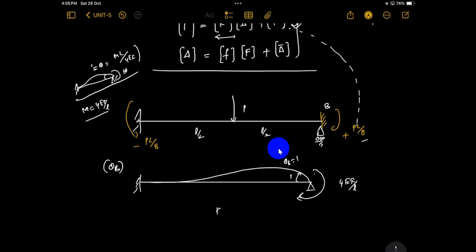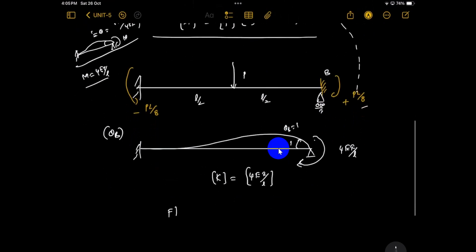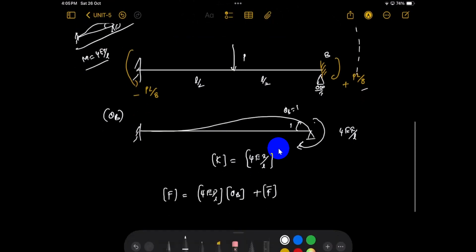So k is 4EI by L. So write down the final equation. See, final force equals stiffness matrix 4EI by L times rotation theta B, plus the fixed force moment. What is the value of that? That value is PL by 8.